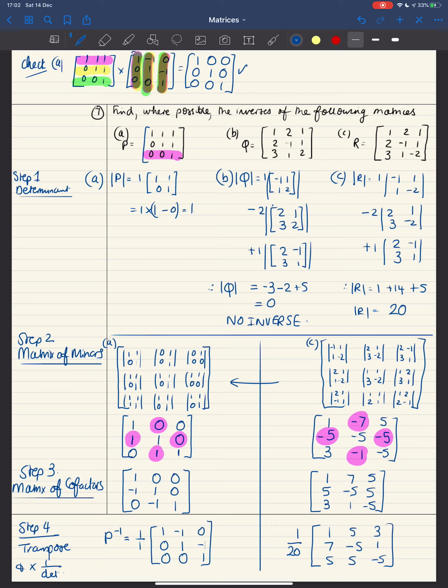I'm just going to do a quick check of this. Now, I wouldn't recommend checking in the exam unless you've got time. I'm just going to check it now. So the original was 1, 2, 3, 2, minus 1, 1, 1, minus 2, and R inverse is what we call this, because it was R to start with: 1, 7, 5, 5, minus 5, 5, 3, 1, minus 5. So 1 plus 14, 15, 20. I want 20s on the leading diagonal because I've got this 1 over 20 here. So basically I want 20s there and 0s everywhere else.